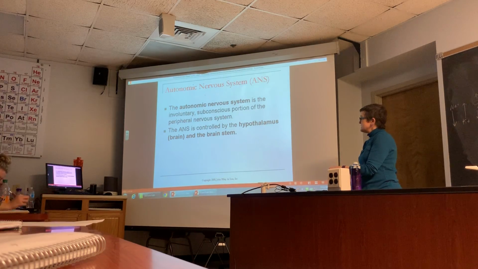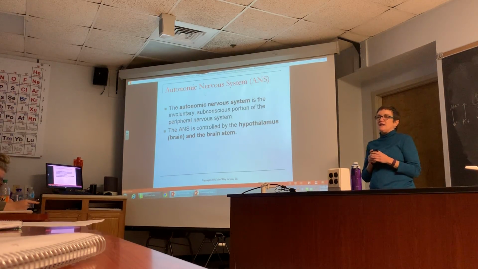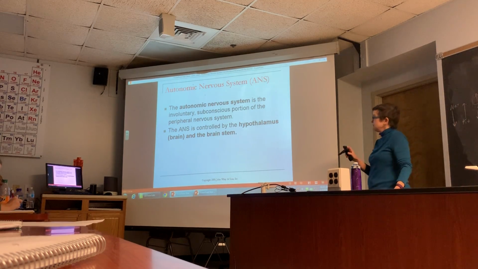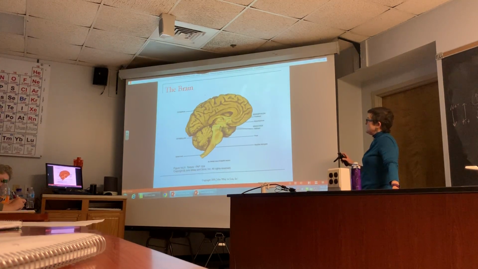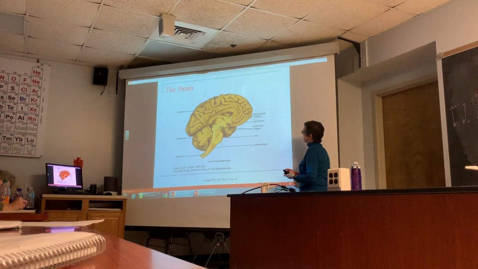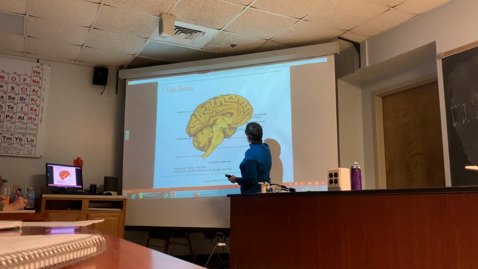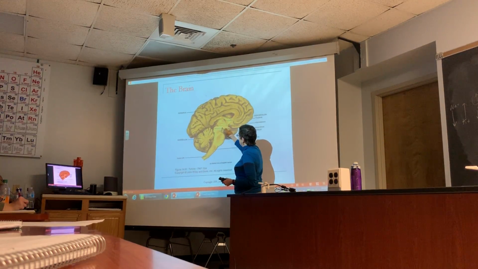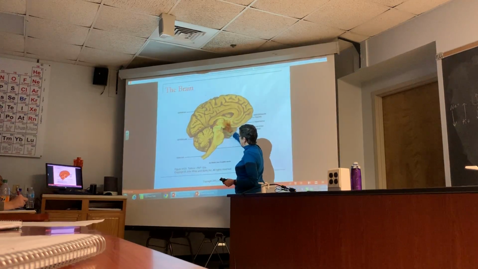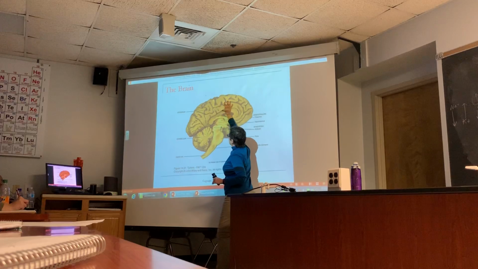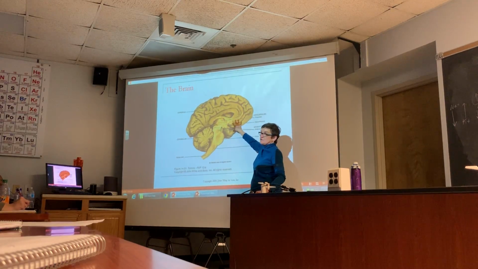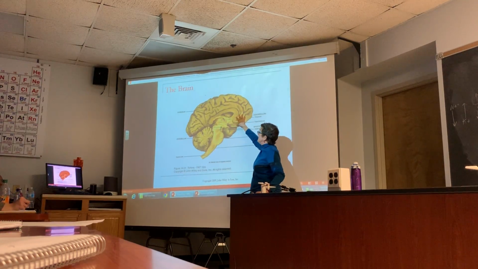The central nervous system, of course, controls it, specifically the hypothalamus of the brain and also parts of the brainstem are involved in controlling autonomic nervous system function. So as a reminder, in the brain, the hypothalamus is a tiny area. This is, by the way, a mid-sagittal section. This is the cerebrum. That's where you're doing conscious thought. This is what controls somatic functions.